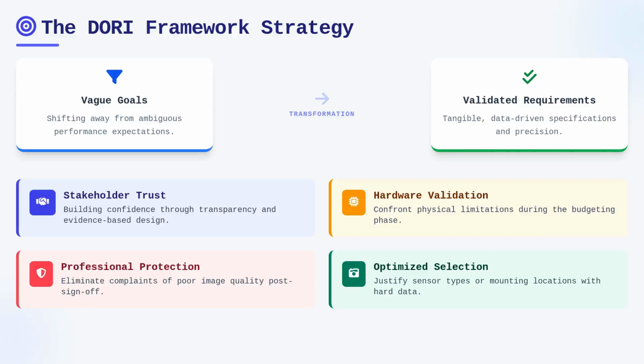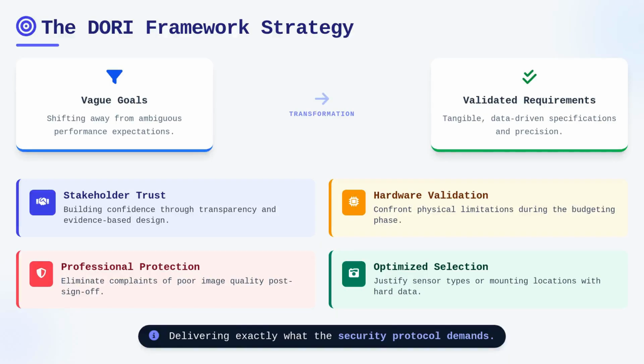Engineering through DORI is the best protection any professional can have against complaints of poor image quality after the project has been signed off. It is about precision, and it is about delivering exactly what the client's security protocol demands.